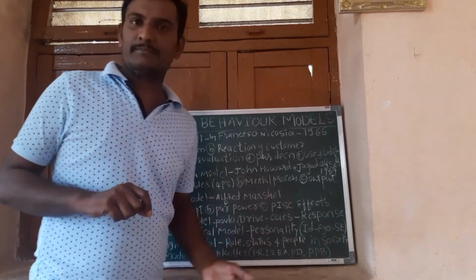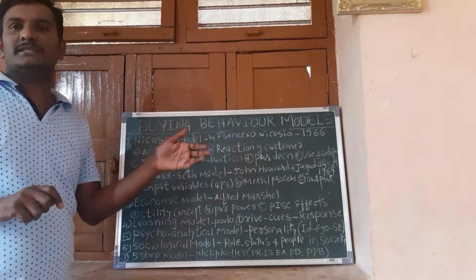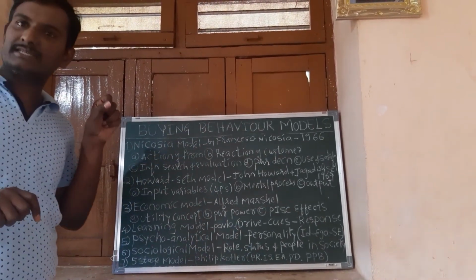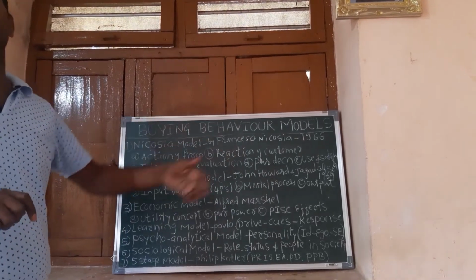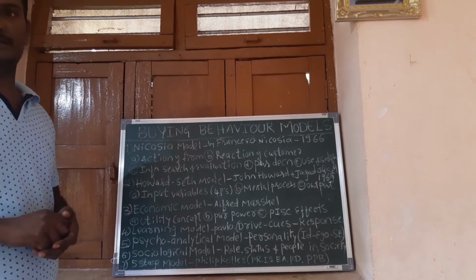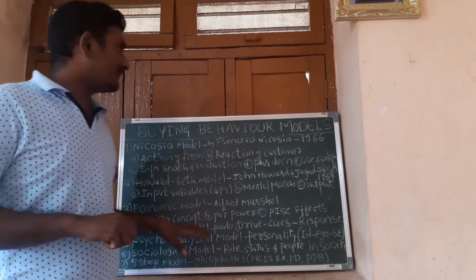After purchasing a particular product, post-purchase behavior takes place. If he feels better or satisfied, then he goes for further repeat purchases. And if he is dissatisfied, he will not go for further purchases. So this is about the various buying models.